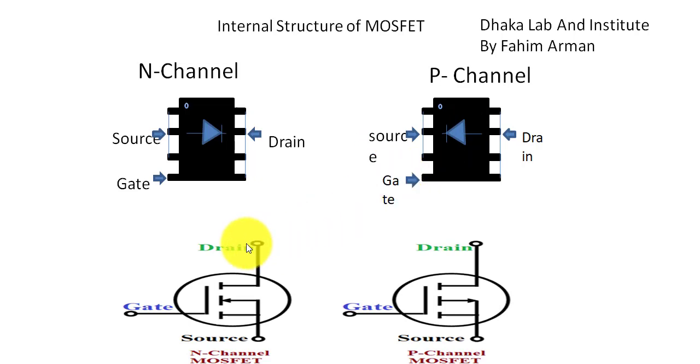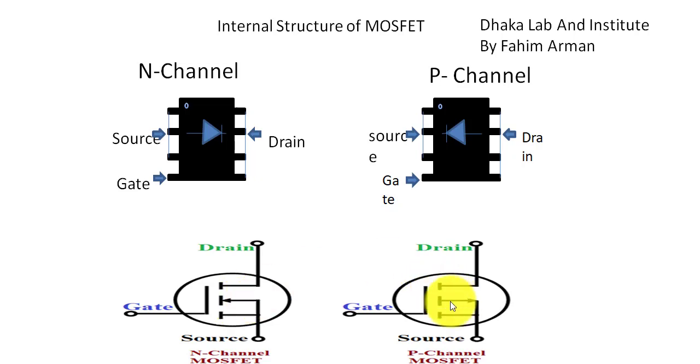So now in here we can also see the symbols of the MOSFET. This is the N channel MOSFET symbol, and this is gate, this is drain, and this is source. If you want to understand the symbol, you can see that if the arrow mark goes to the gate side, then you will tell that it is an N channel MOSFET.